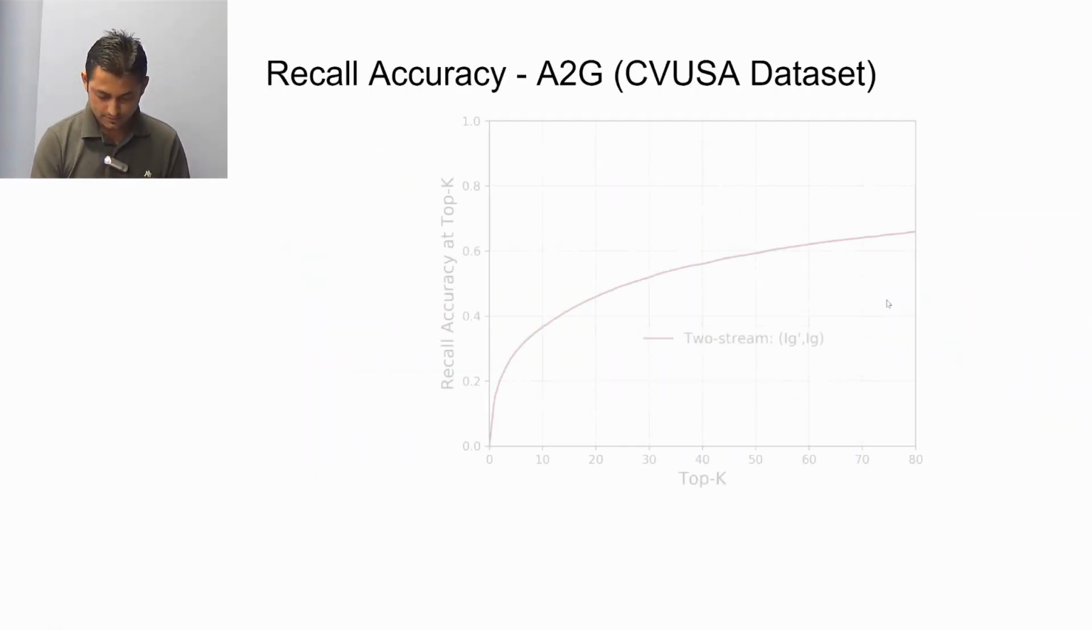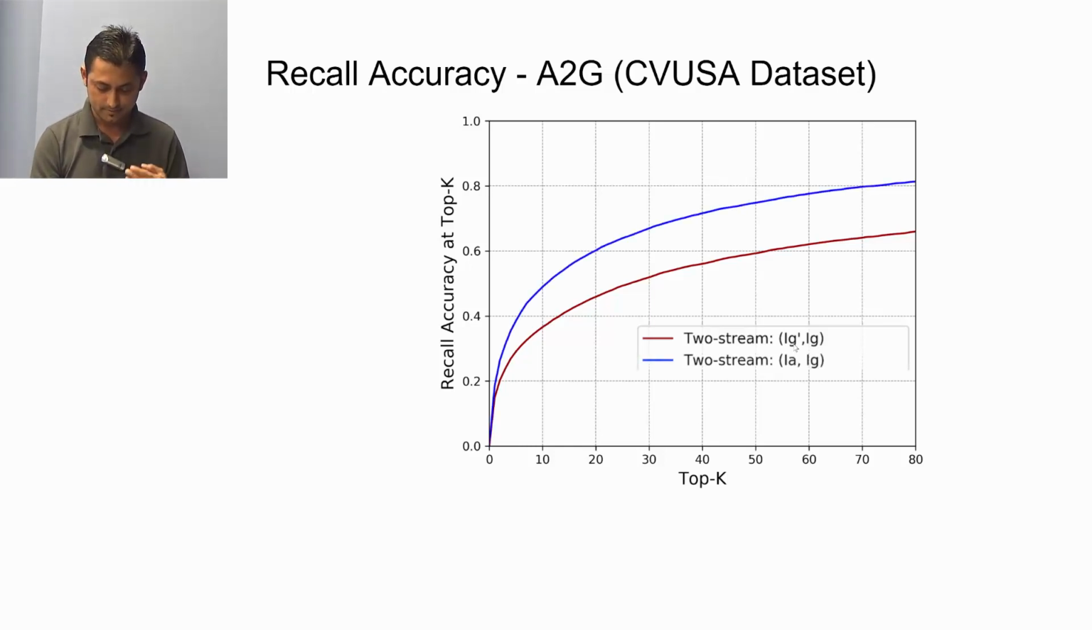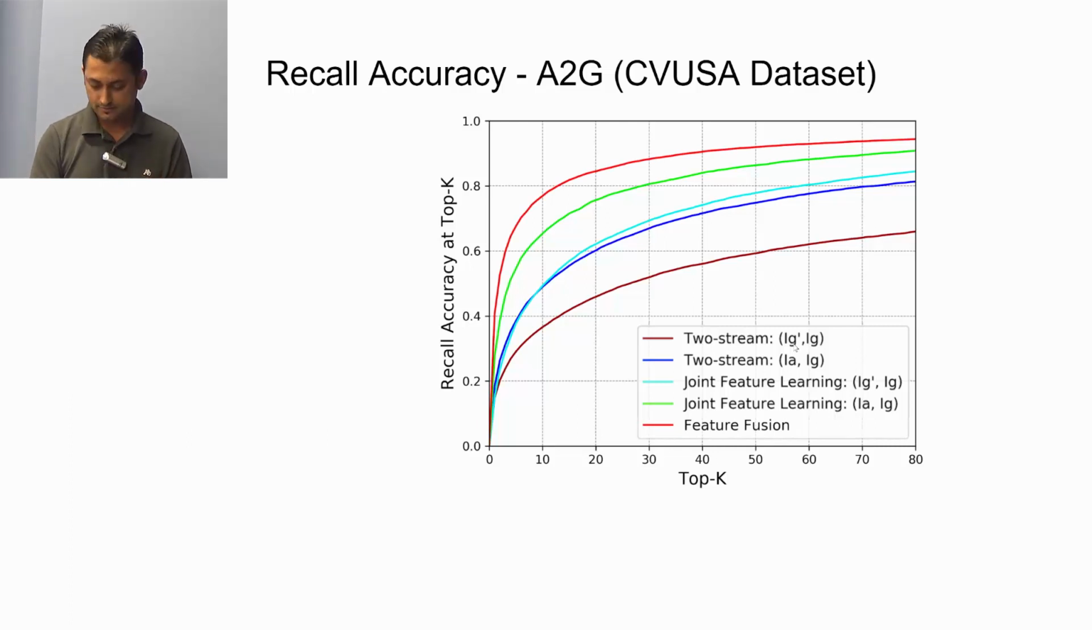We show the recall accuracies here. On the x-axis, we have the top K, and on the y-axis, we have the recall at top K. First, we show the two-stream network results for ground image and the synthesized ground from aerial. Then we have the plot for original aerial image and original ground images. Next, we have the results for joint feature learning using the synthesized image and the original aerial image. And finally, we have the result for the feature fusion.